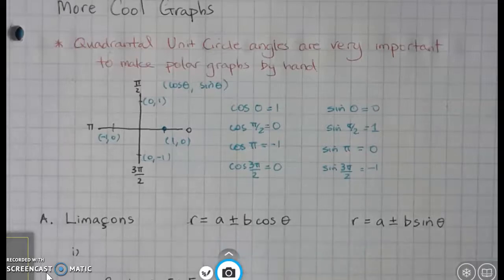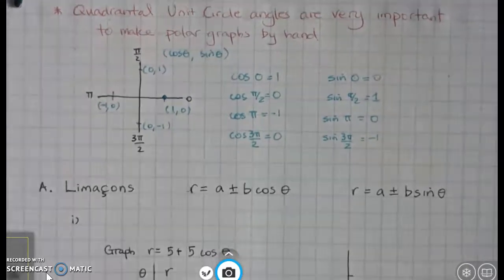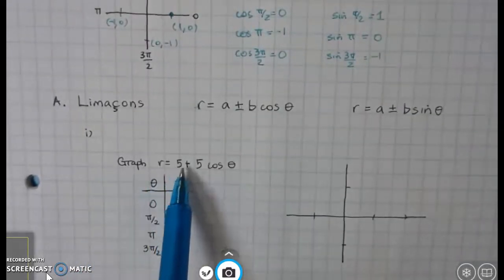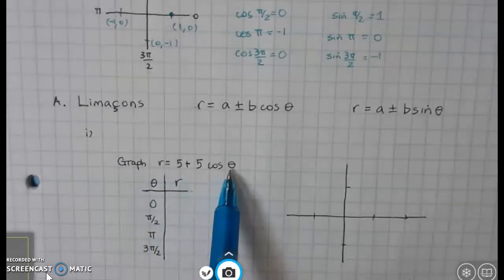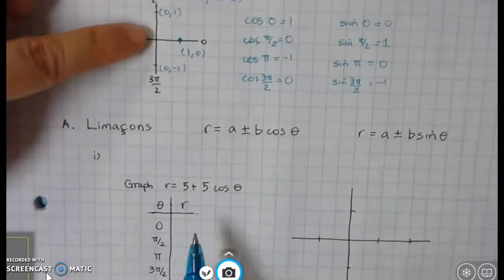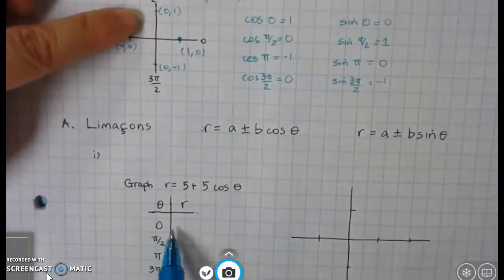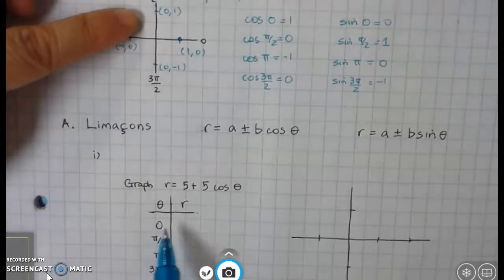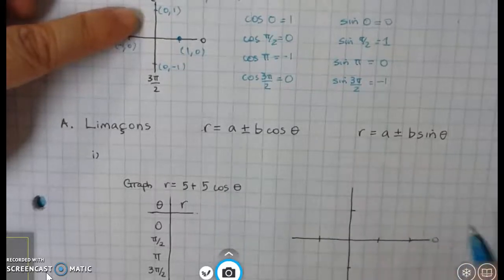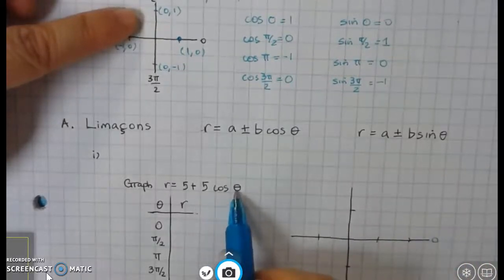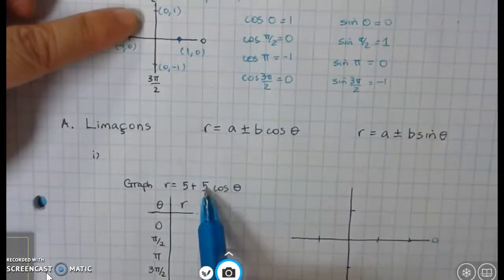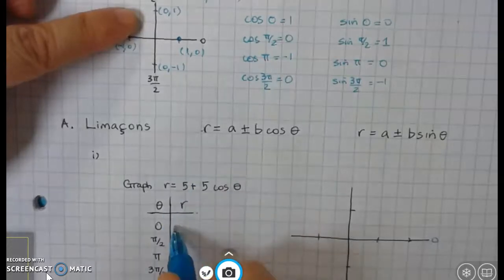To get us started, we're going to look at this particular graph and try to graph r equals 5 plus 5 cosine of theta. We're going to use the unit circle quadrantal angles that we've just talked about. Here the angle measure is 0 radians. Cosine of 0 is 1, so that becomes 1 times 5 is 5, and 5 plus 5 is 10.